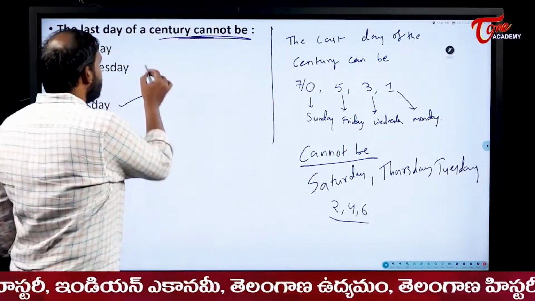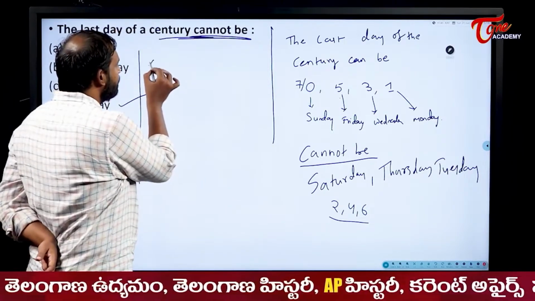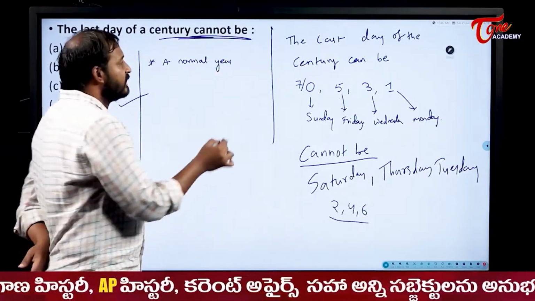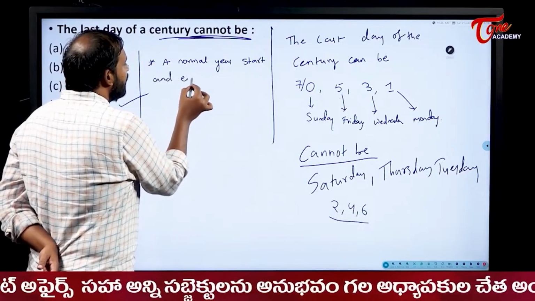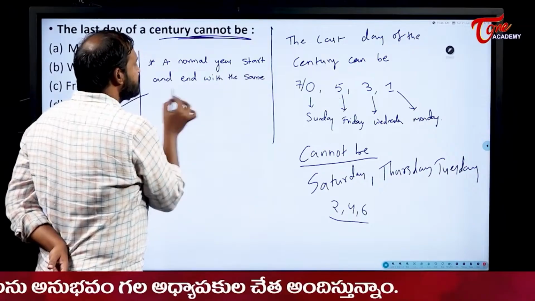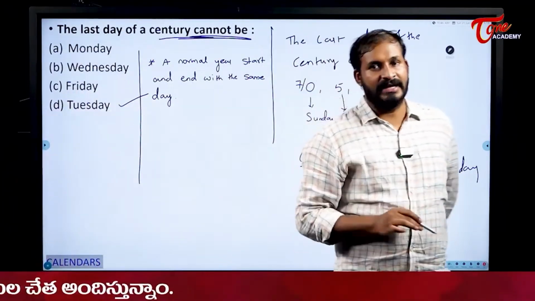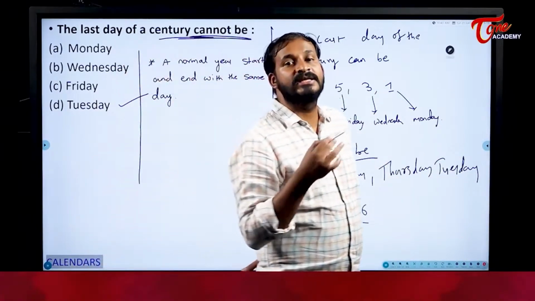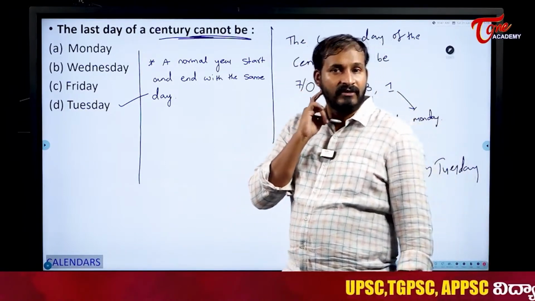Now see here students, I want to tell you one more thing here itself. That is, a normal year starts and ends with the same day. That means if January 1st is Monday, then December 31st is also Monday. If January 1st is some Wednesday, then December 31st also becomes Wednesday, in the case of normal years.